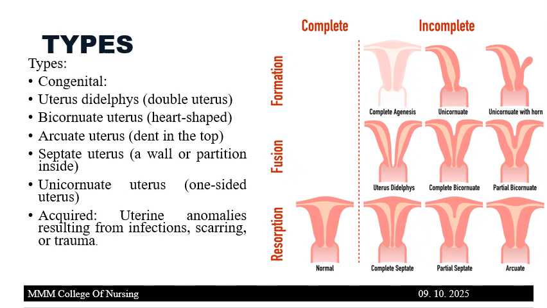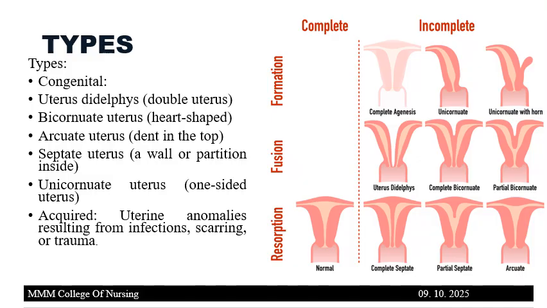So if you see here, we have written congenital here. All the things here are caused by congenital, that is uterus didelphus, bicornuate uterus, arcuate uterus, septate uterus, unicornuate uterus, and acquired. Uterus didelphus is double uterus with double vagina. Bicornuate uterus is heart-shaped uterus. Arcuate uterus is dent in the top, and septate uterus is a wall or a partition inside. Unicornuate uterus is one-sided uterus.